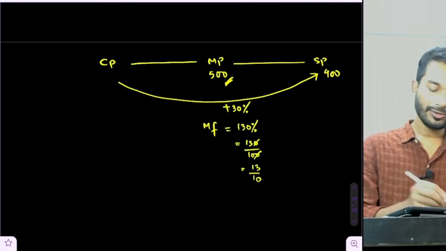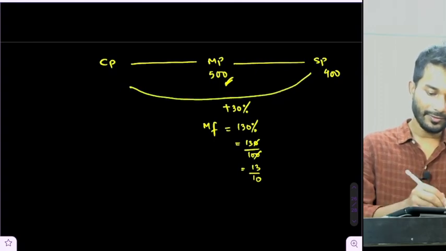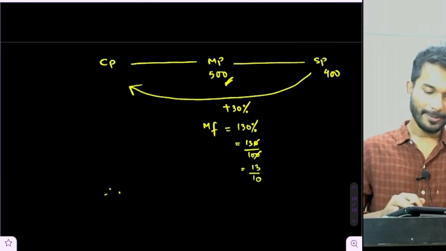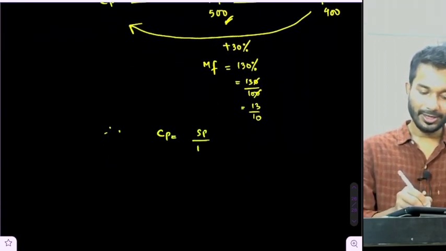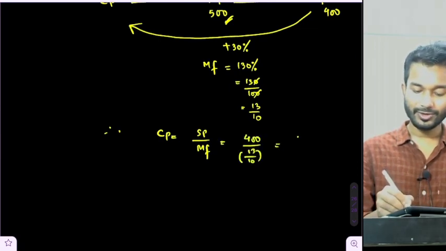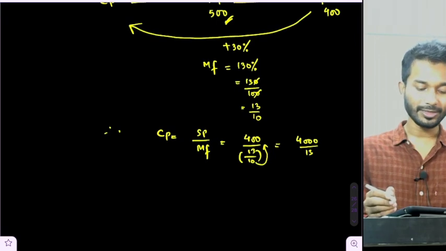Now in order to find the cost price, we have to go in the backward direction. Therefore, cost price equals selling price divided by multiplication factor. 400 divided by 13 by 10, which will give us 4000 divided by 13. Why? 10 will go up, which gives us 4000 by 13.